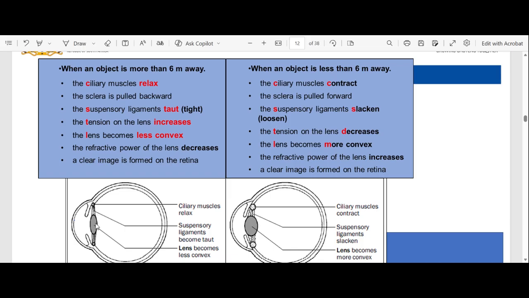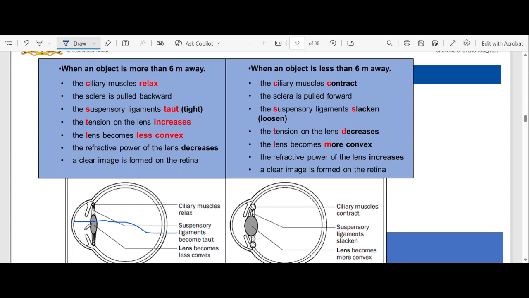And that increases the tension on your lens. It increases the tension on your lens. And when it increases the tension on your lens, the lens will become less convex. And when your lens becomes less convex, then the refractive power of the lens will decrease. Remember, refraction is the bending, the bending power, right? So it means that your lens would refract light not as much.